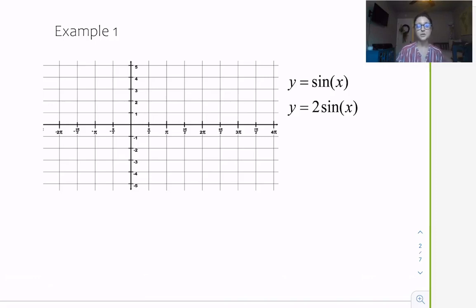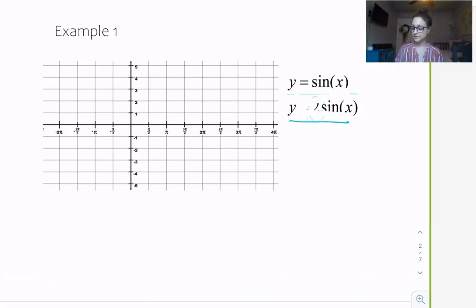Alright, so the graphing paper you got in class, we are going to use that where it says example 1, and we're going to graph both y equals sine of x, the parent function, and y equals 2 sine of x. So, question for you, what does this 2 do to the graph of the parent function? It's going to stretch it vertically by a factor of 2, right?